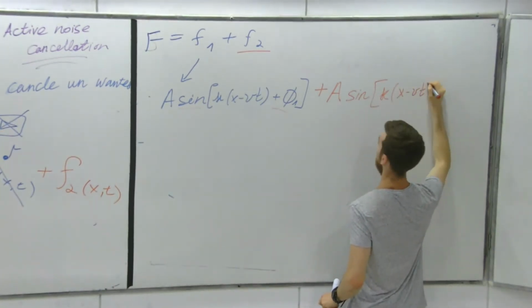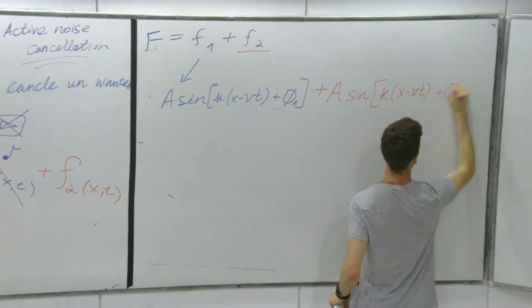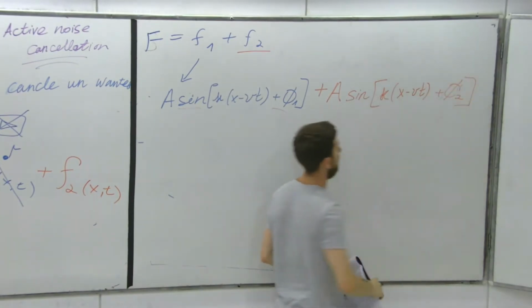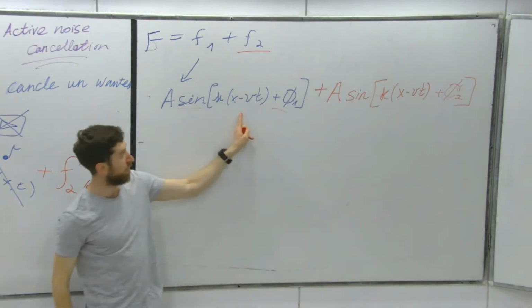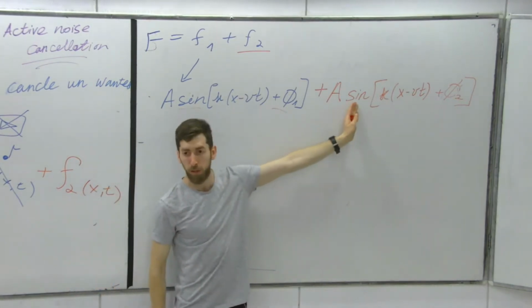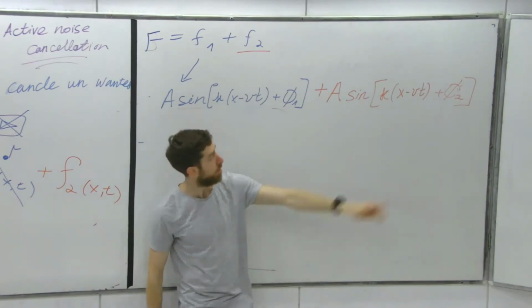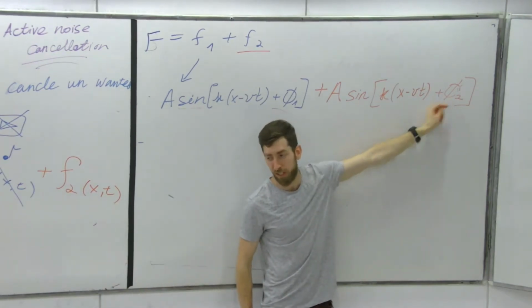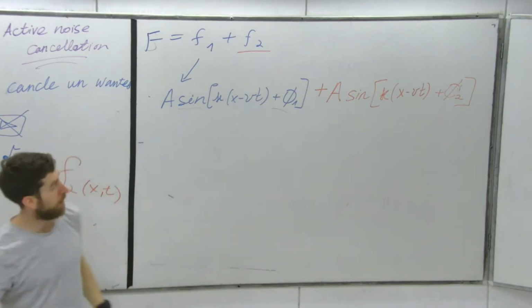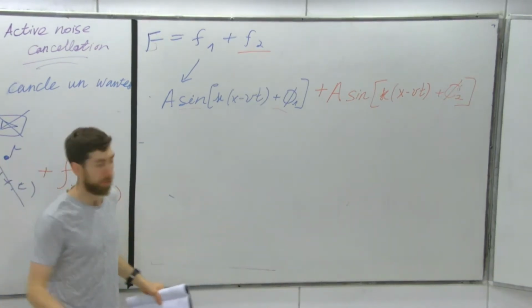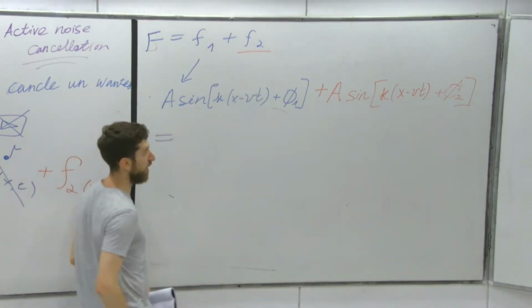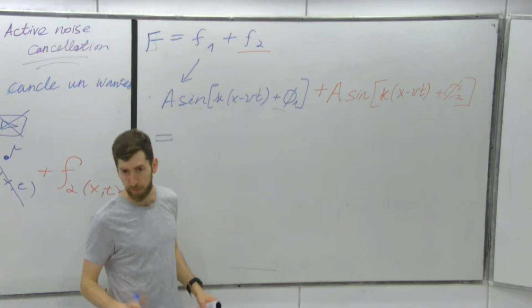K, really weird example, forget about it. Minus Vt plus V2. So the only difference between this one and this one is that I don't know what to do with this. I'm gonna record this sound and play it, but I don't know what this V is. So let's sum them up and see what we got, okay? You know how to sum sinus? It's really easy to remember.